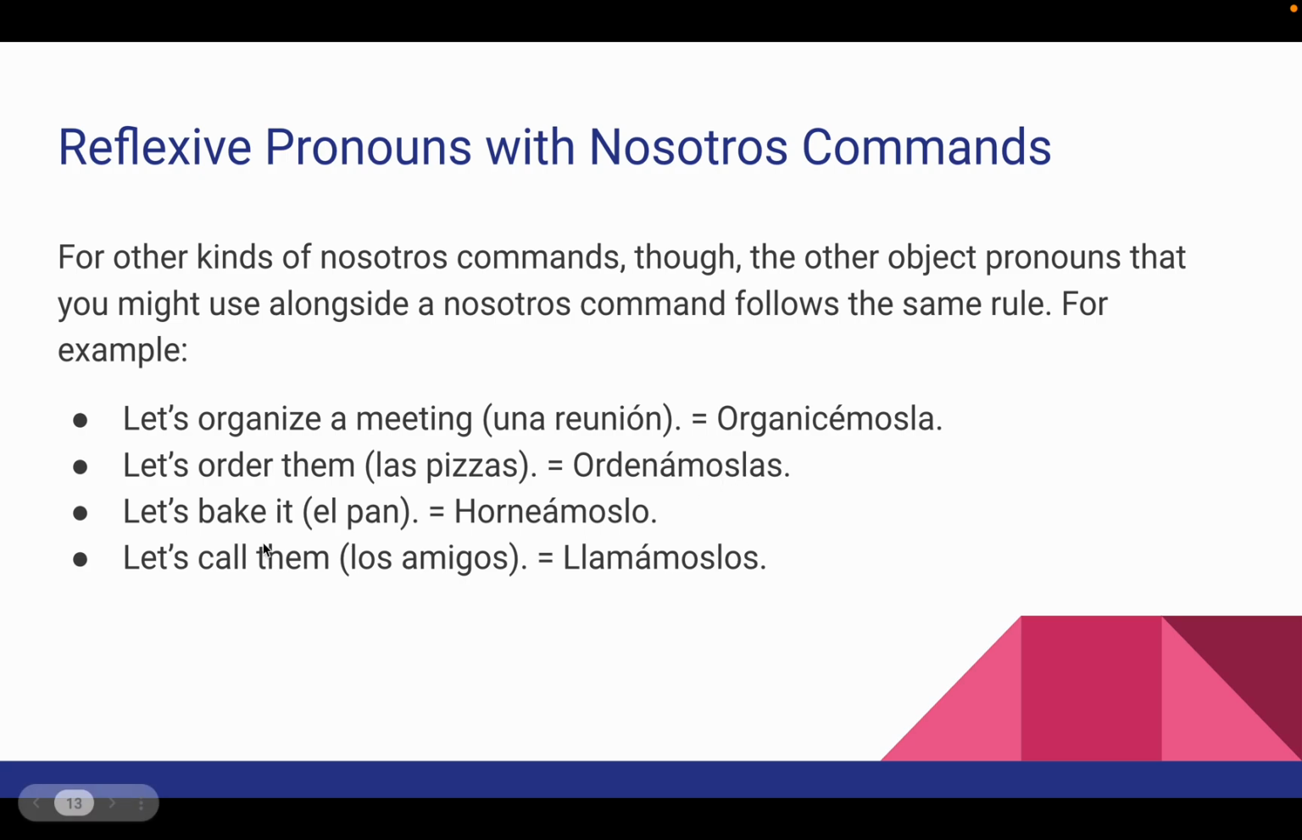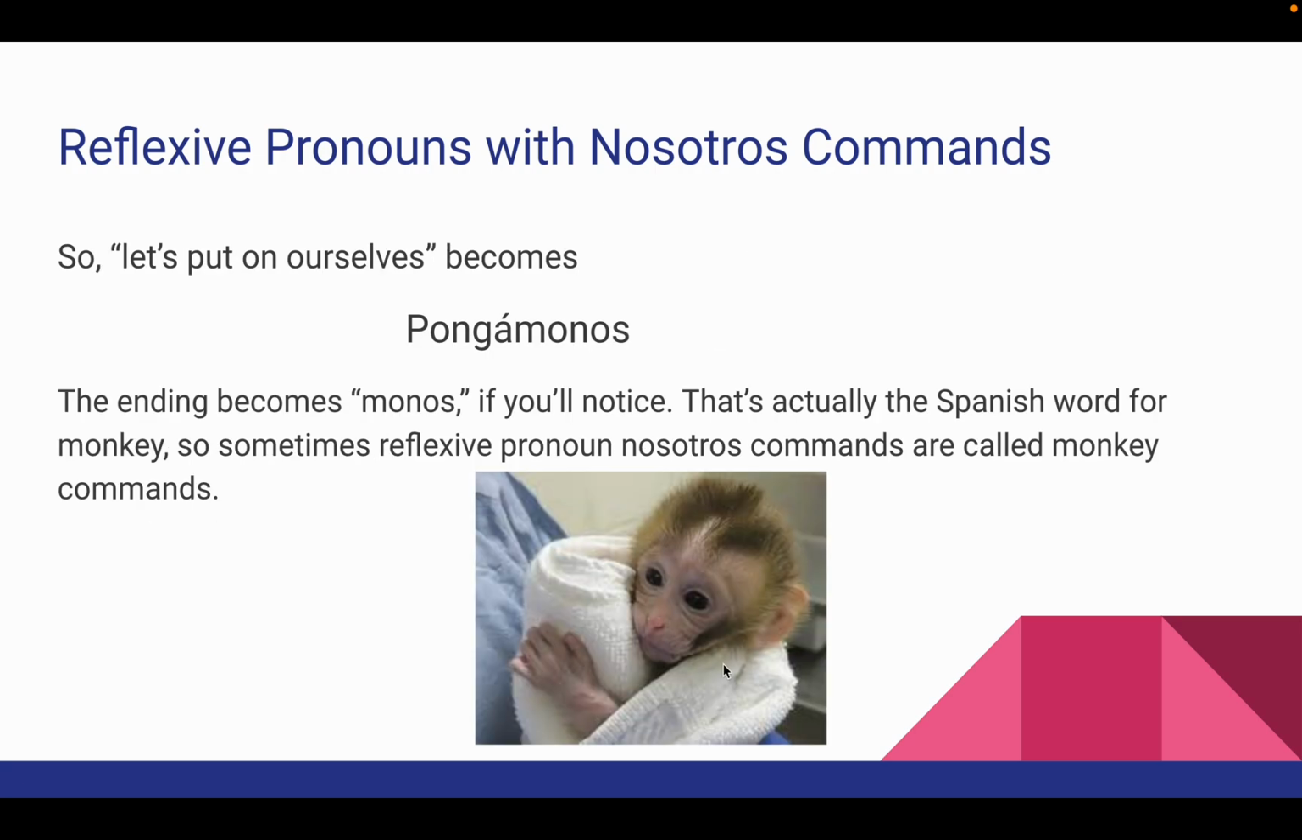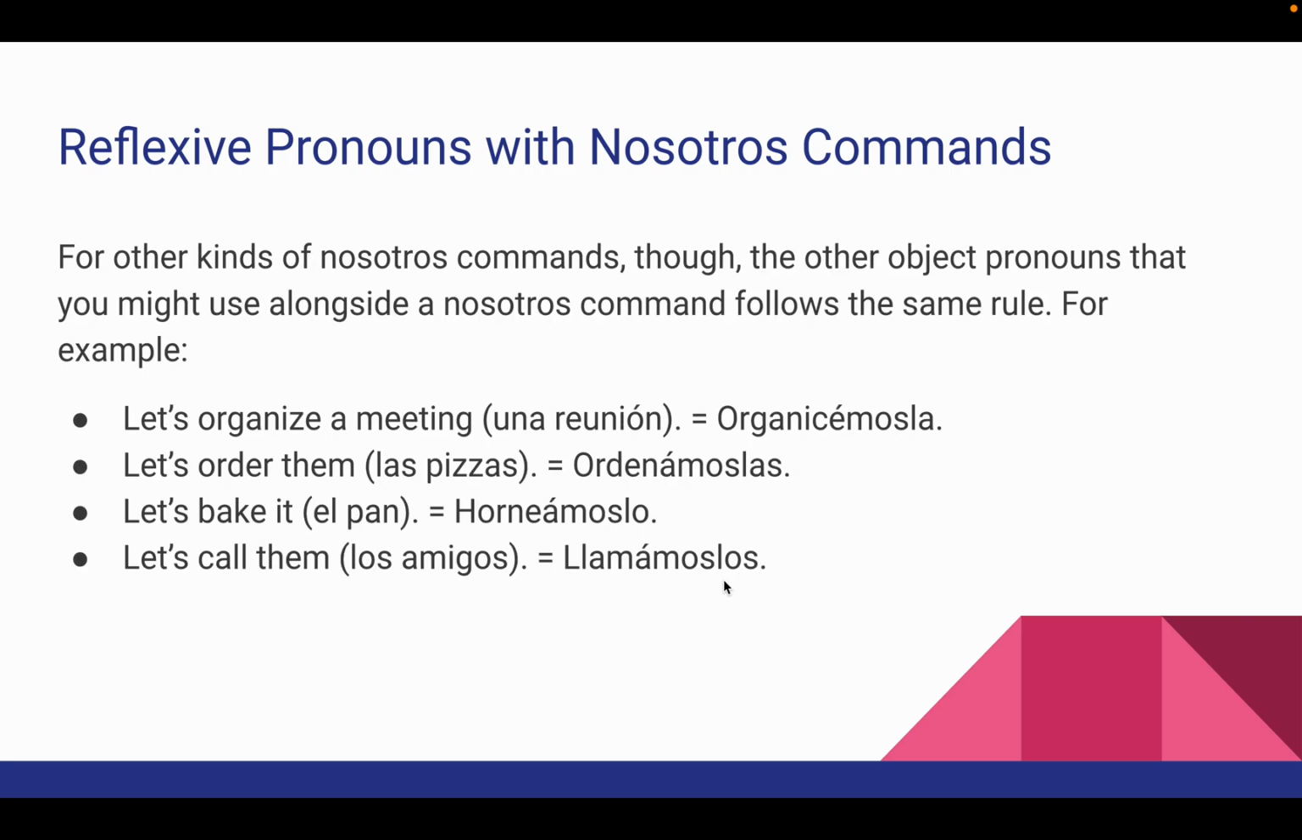Ordenémoslas. Let's bake it, the bread, el pan. Horneémoslo. Let's call them, like calling the friends, los amigos. Llamémoslos. Again, they're fine with these two S's because you can't make a cute little monkey out of it by saying monos, so they just keep the two S's there. And that is how you do commands with pronouns.